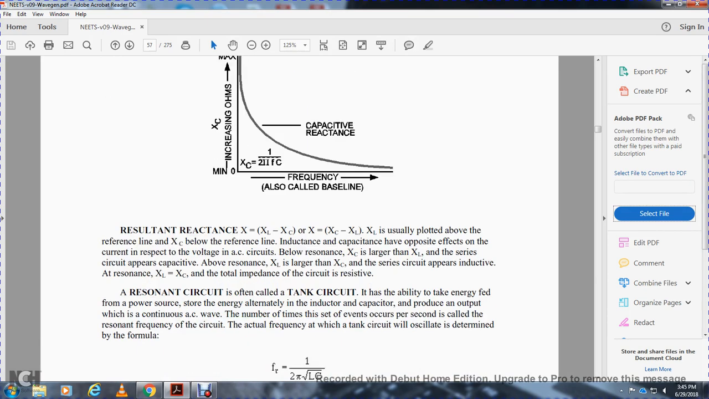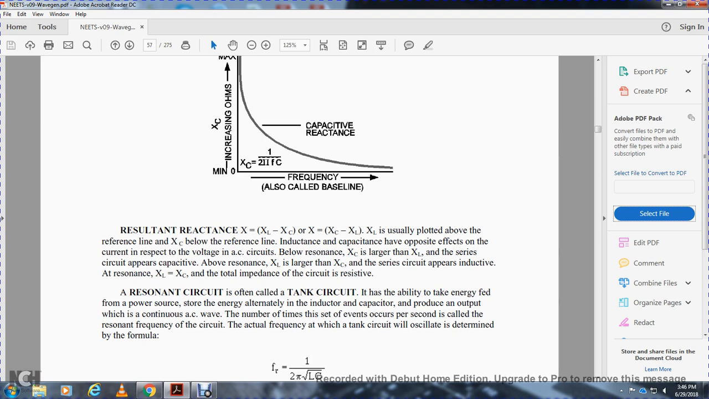Resultant reactance is equal to inductive reactance minus capacitive reactance, or capacitive reactance minus inductive reactance. Inductive reactance is usually plotted above the reference line, and capacitive reactance below the reference line. Capacitive reactance has the opposite effect of inductive reactance on the current with respect to the voltage. Below the resistance line, the capacitive reactance is larger than the inductive reactance.